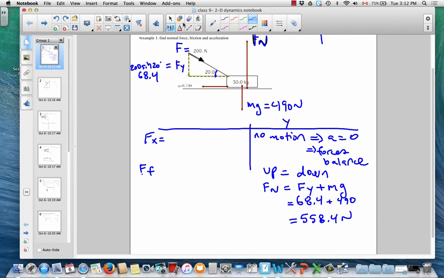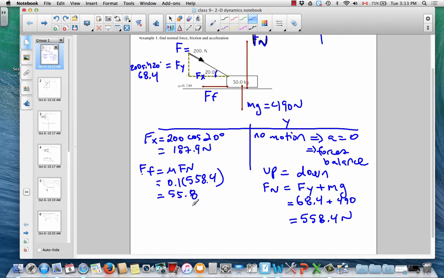Now let's analyze forces in the horizontal direction. Well, we've got friction here that'll resist the sliding, but we also have a horizontal component to the right of the pushing force, and that's obviously what makes the lawnmower go. So I'll call that the x component, and I'll work it out down here just to not clutter the diagram. That's the adjacent side, so that's the cosine component, and that works out to 187.9 newtons of force to the right. Now we have friction to the left. Friction will be mu times the normal force. The mu constant is given as 0.1. So when we multiply by the normal force that we found previously, we find there's 55.8 newtons of friction.